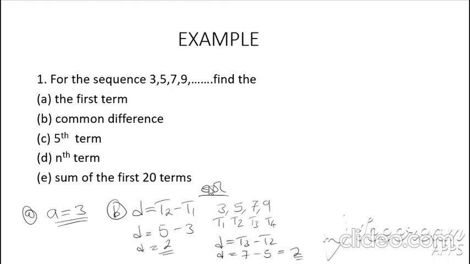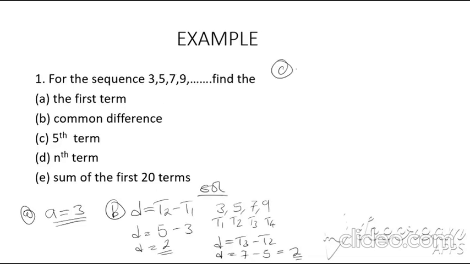So let's solve for C. So what is C asking us to find? It's asking us to find the fifth term. So as you can see on the sequence here, we are having four terms, but you don't have the fifth term. So how can you find the fifth term? You need to apply the formula. Or even before applying the formula, you can still know the answer. How can you know the answer?